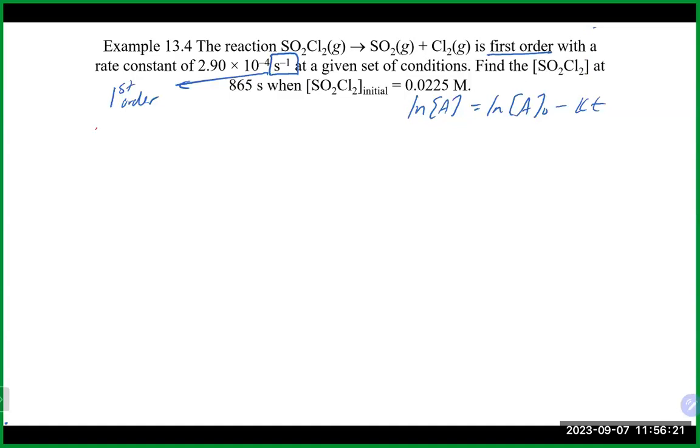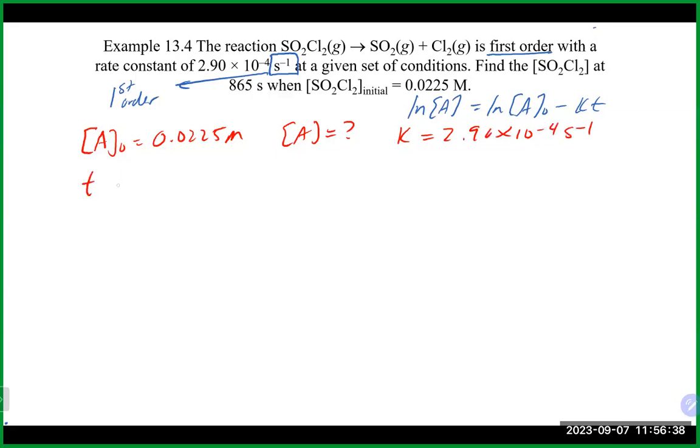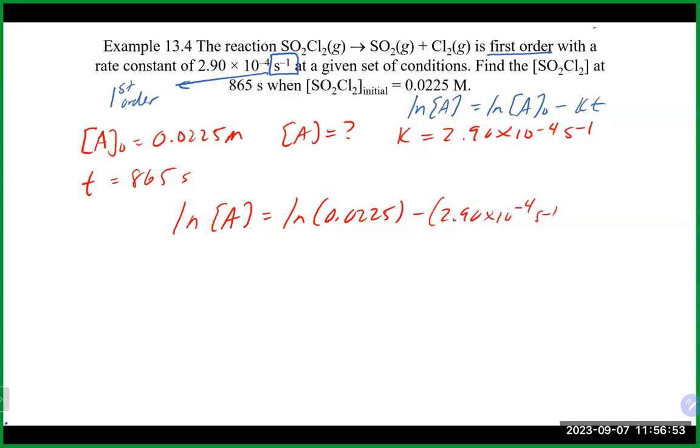So we do have our initial concentration, basically 0.0225. We're looking for that final concentration. We have our rate constant given to us at 2.9 times 10 to the minus 4 reciprocal seconds, and we also have the time here, which is 865 seconds. So putting this in, we have everything on the right-hand side: natural log of 0.0225 minus our 2.9 times 10 to the minus 4 reciprocal seconds and 865 seconds.